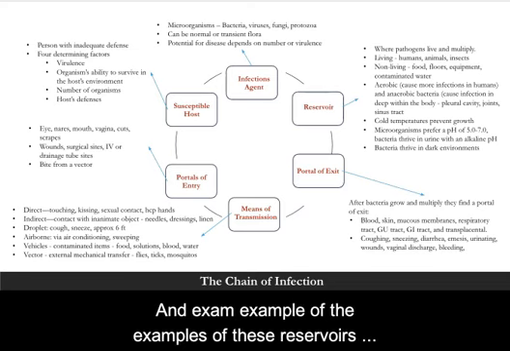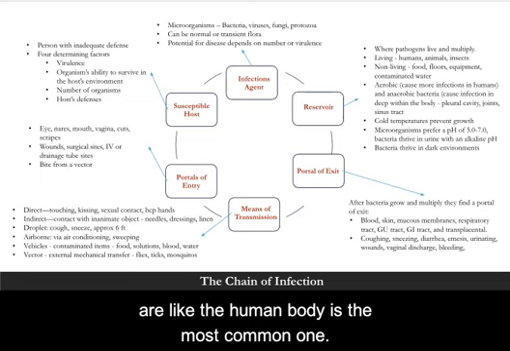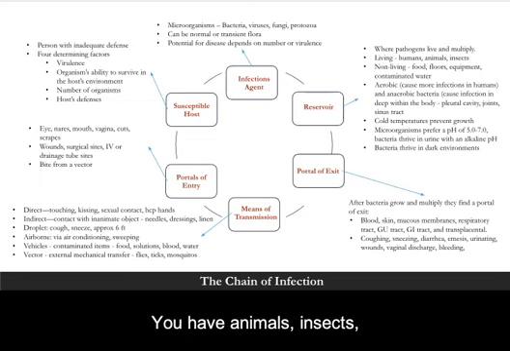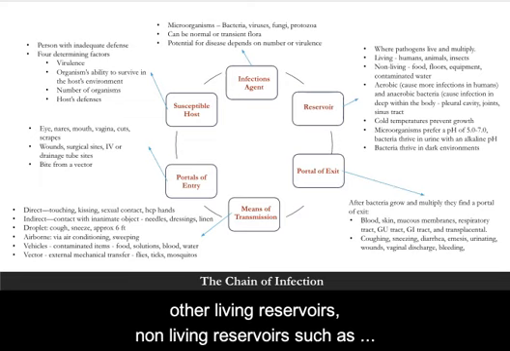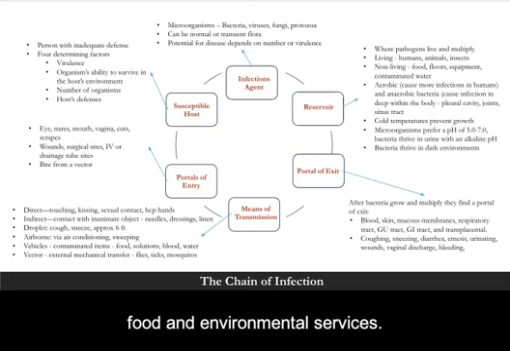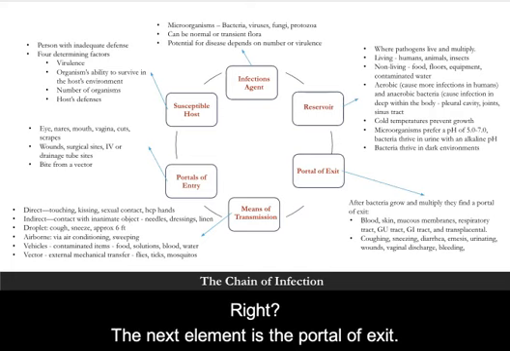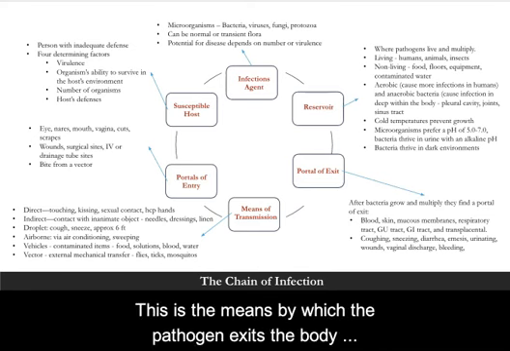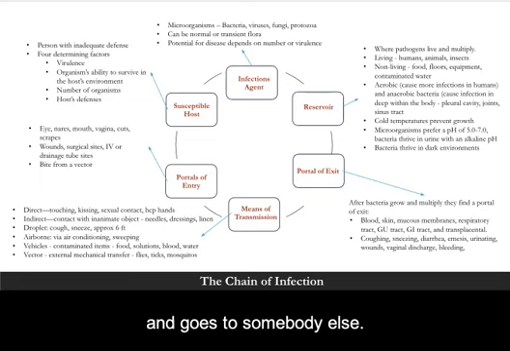And examples of these reservoirs are the human body, which is the most common one. You have animals, insects, other living reservoirs, and non-living reservoirs, such as soil, water, food, and environmental surfaces, right? The next element is the portal of exit. This is the means by which the pathogen exits the body and goes to somebody else.